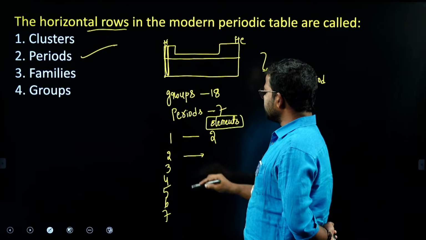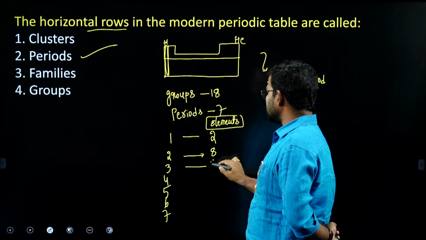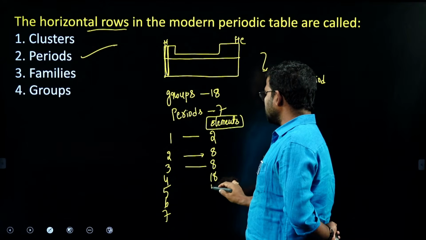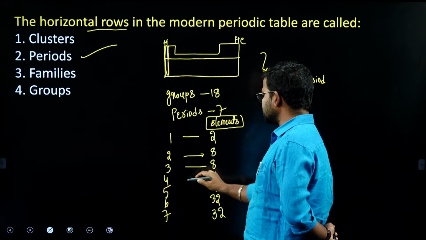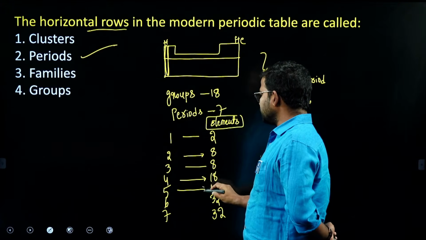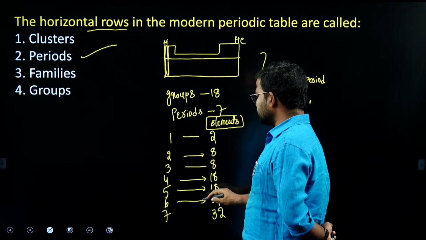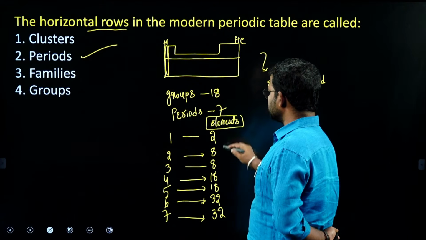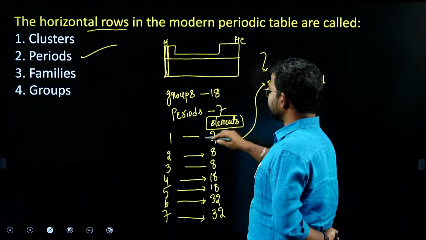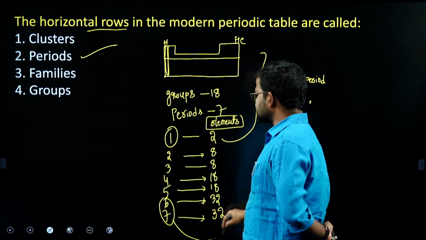What about the second period? Mostly 2, here it is 8, here it is 8, next 18, 32. The fourth and fifth periods have the same number of elements. In the same manner, the sixth and seventh periods also have the same number of elements. So the first period is the shortest one. Both sixth and seventh are treated as the longest periods.